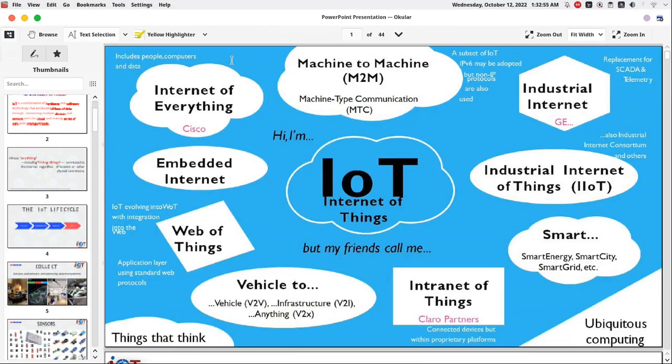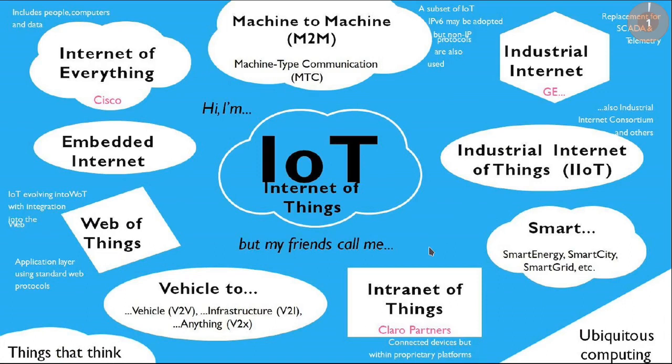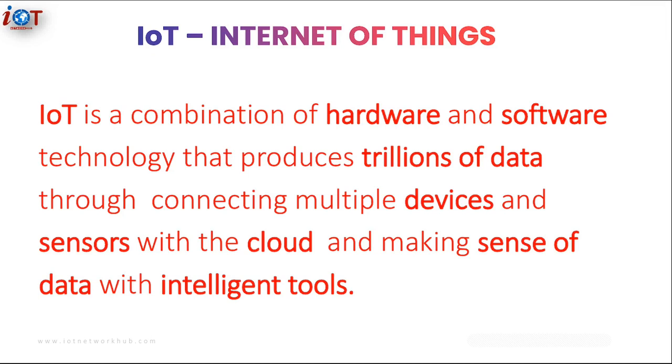Alright, so when you say IoT, it's basically connecting things, right? So we have devices connecting to each other. In layman's terms, you could say talking to each other. So that's what it is. IoT is a combination of hardware and software technologies that produces trillions of data through connecting multiple devices. We connect them through the cloud or any medium of communication, digital communication, to make use of the data that we're receiving, to perform a specific task.